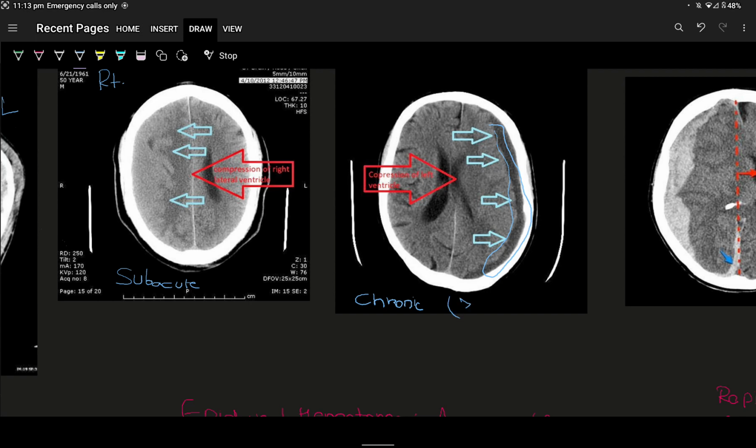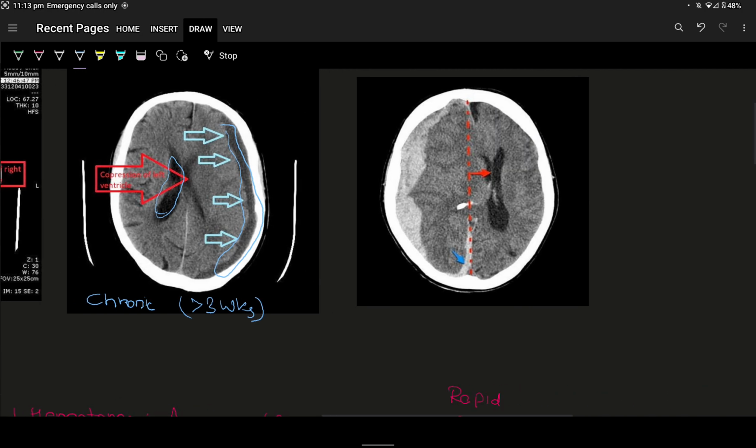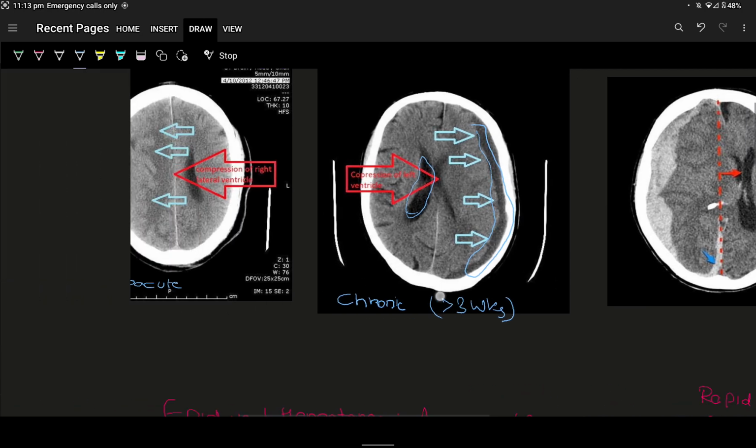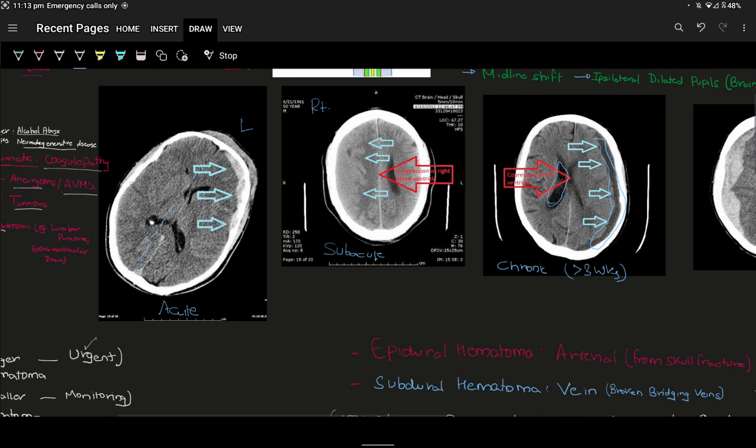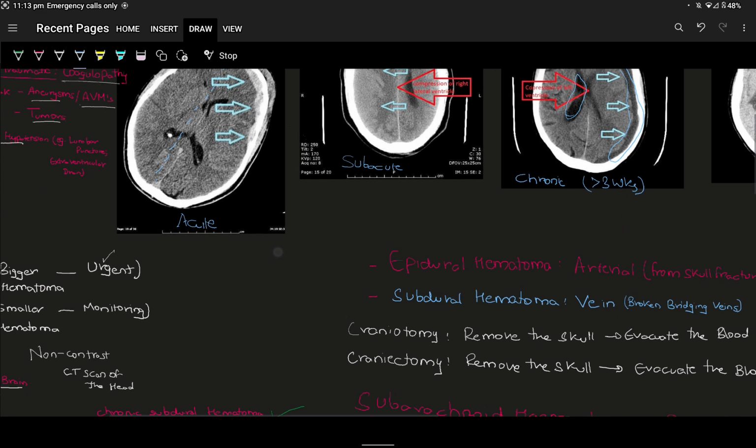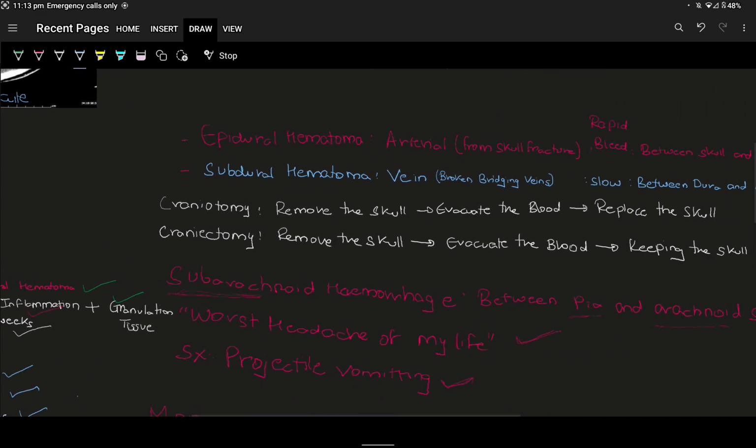It usually will be greater than 3 weeks, and so it is basically a hematoma resembling the CSF density. So it is similar to the lateral ventricle color, that is having the presence of CSF. It is similar to the CSF color. So this was the differentiation of the acute, subacute and chronic phases of hematoma.